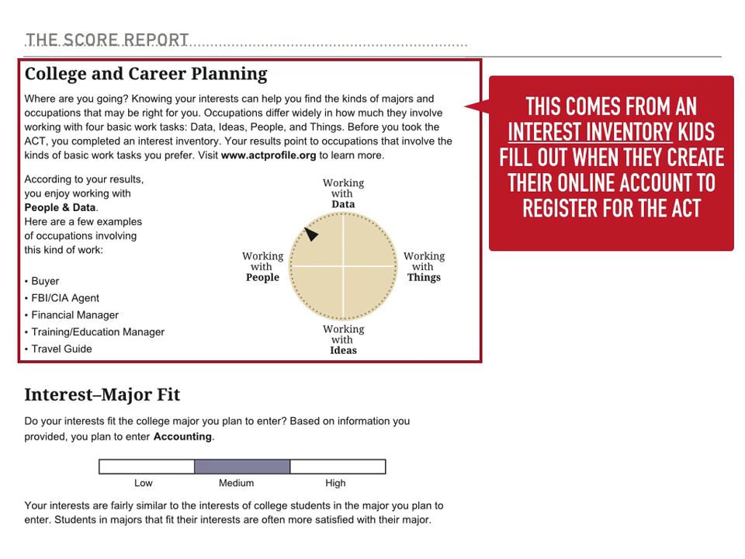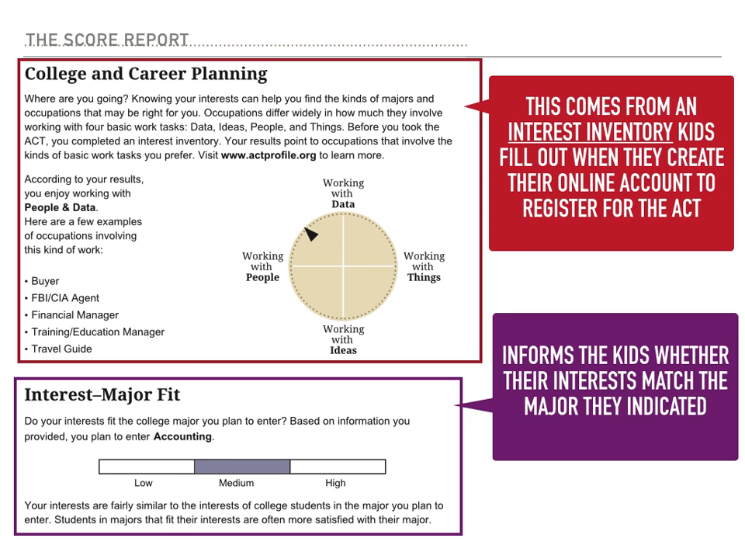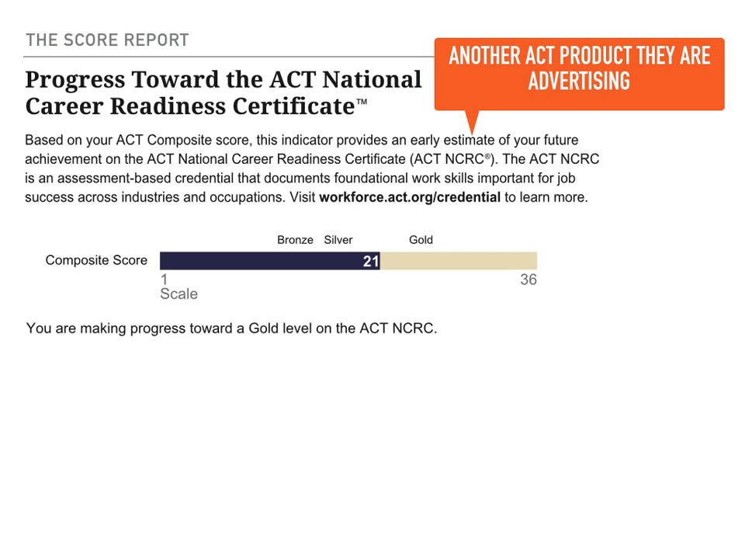This particular person says that they enjoy working with people and data. And so they might want to consider being a buyer or an agent of some sort. And then this next part informs the kids whether their interests match the major they indicated. I always kind of get a kick out of this because so many kids indicate that they want to be a doctor or something in the medical field, but their interest inventory tells them that they actually don't like blood, and so it would be a low interest fit. Whatever, this is just some extra information for you.